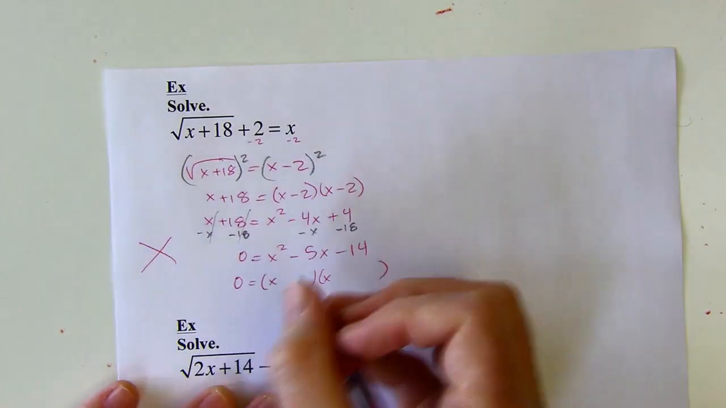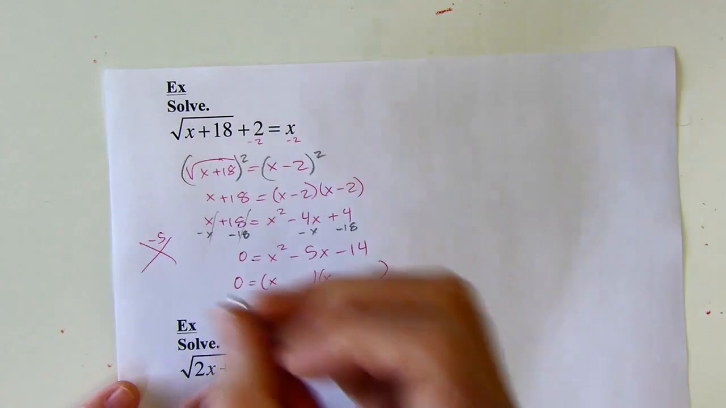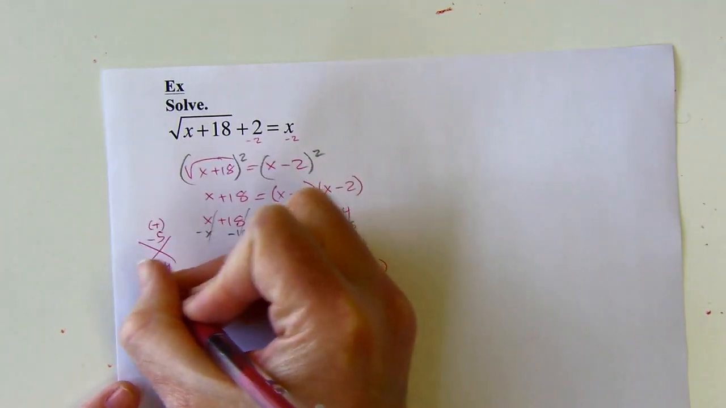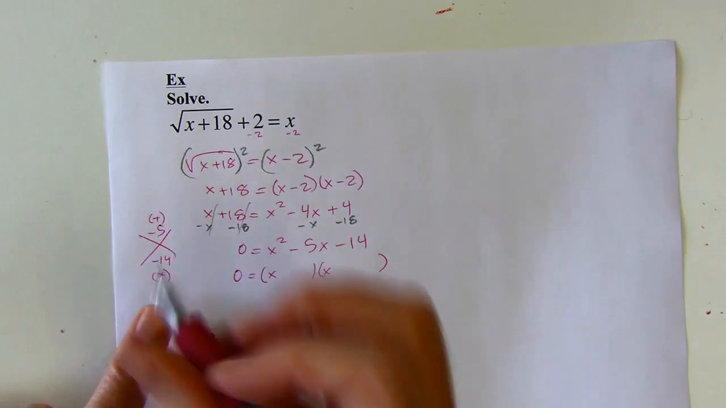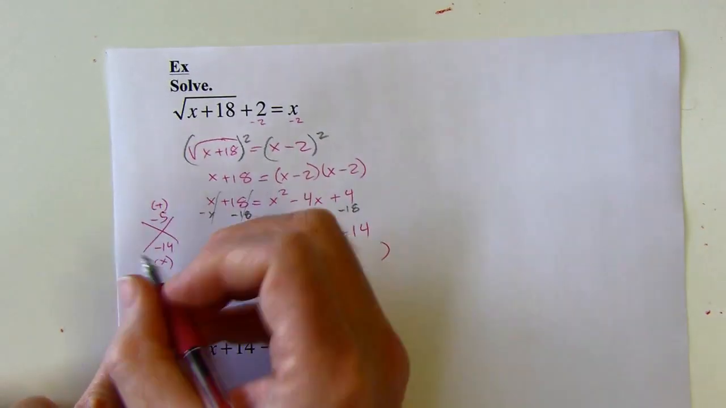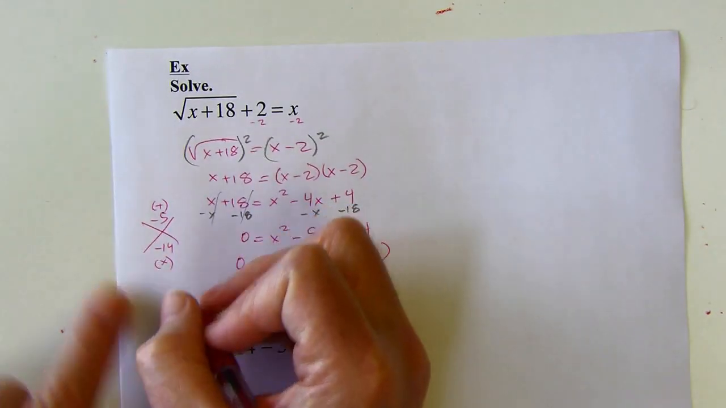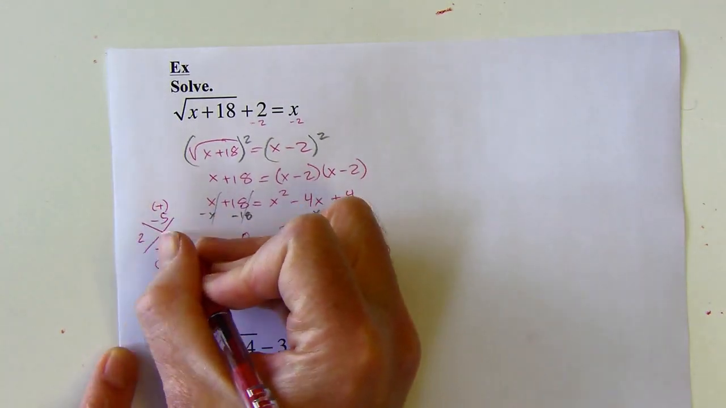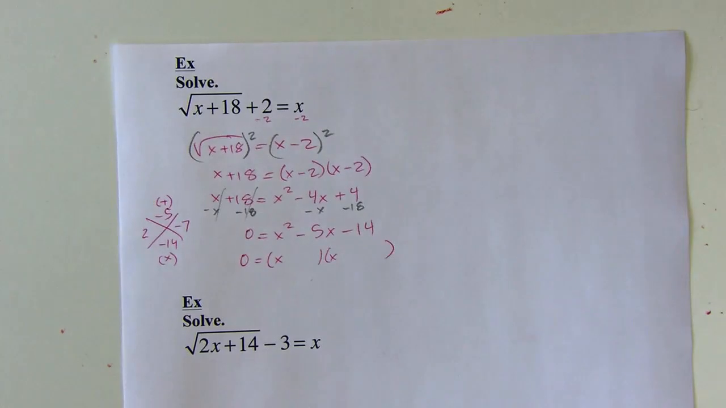I'm going to make a diamond problem. The negative 5 goes on top, negative 14 on bottom. Okay, and I'm thinking, how can I multiply to get negative 14? I could use a 1 and a 14, but that's not going to work. How about a 2 and a 7? A 2 and a 7 is going to work for negative 5 if the 2 is positive, the 7 is negative. So there's my winning combo.